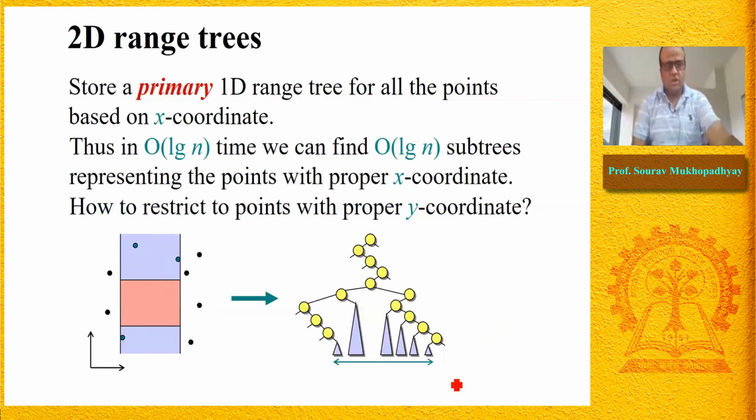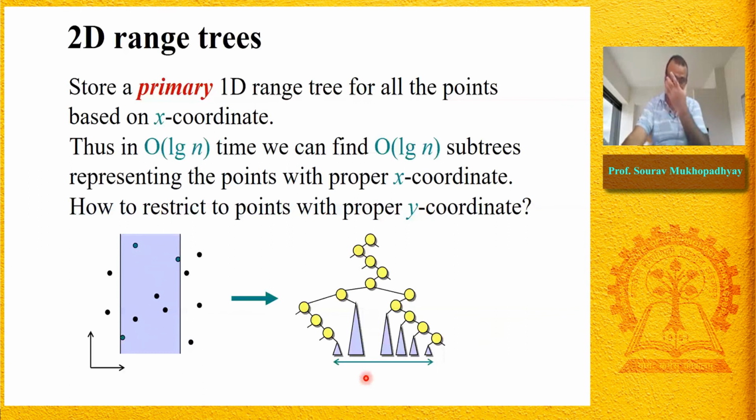Okay, so the idea is like this. Here we are in 2 dimensions. 2-dimensional means we have points like x comma y. All the points have two coordinates, an x coordinate and a y coordinate. So here we have a primary data structure which is a 1D range tree.